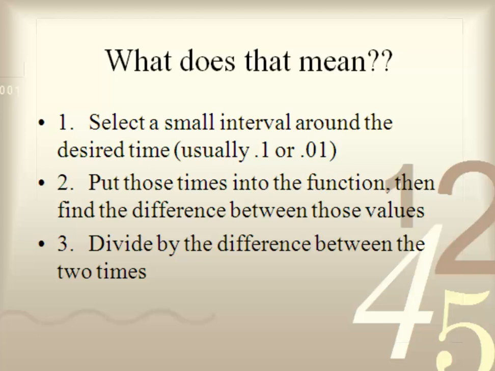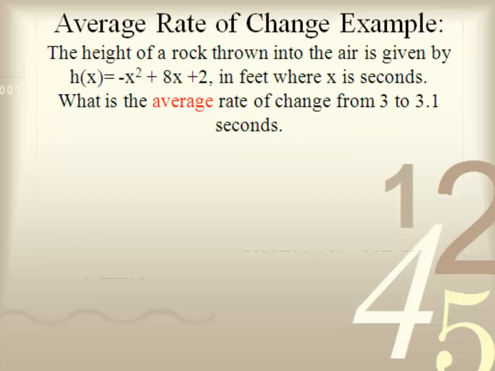If they don't, start with a range of 0.1 or possibly down to 0.01. You're going to put these times into the function and find the values that the function gives you. Finding the difference between those and then dividing by the difference between the two times will give us the average rate of change. Let's look at an example.